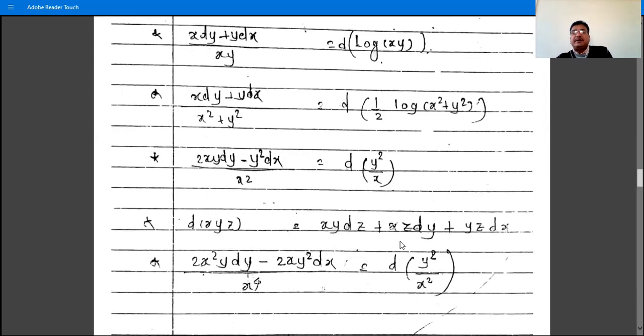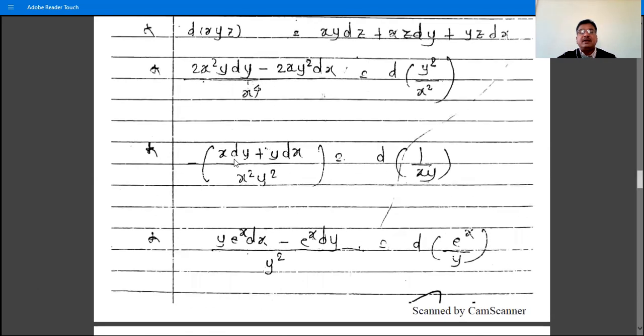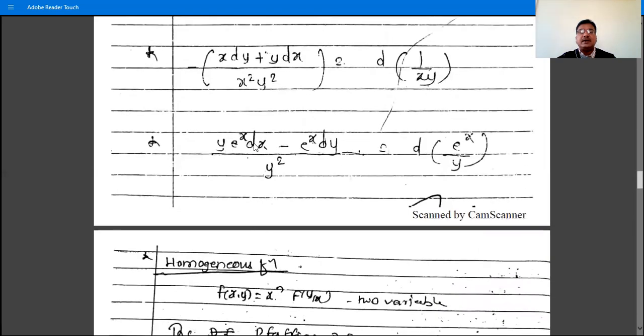So if the variables are not separated, but the differential equation is in this form, xy dz plus xz dy plus yz dx, then it is the derivative of x into y into z. Then 2x square y dy minus 2xy square dx divided by x raised to 4 is the derivative of y square by x square. Similarly, x dy plus y dx divided by x square into y square is the derivative of 1 by x into y, with the minus sign. Find the derivative of 1 by x into y. It is minus x dy plus y dx divided by x square into y square. Then y e raised to x dx minus e raised to x dy divided by y square is the derivative of e raised to x by y.